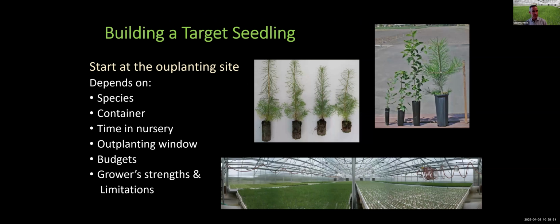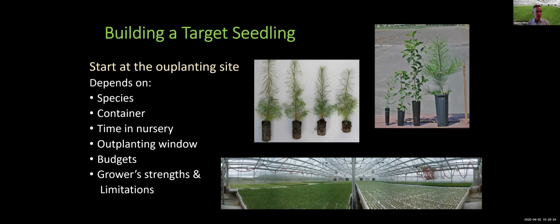So building a target seedling, I like to say, you start at the outplanting site. Again, we can flex the muscles of what the seedling is capable of, and we can use the tools in the toolbox of nurseries to express what those sizes or shapes or physical nature of these seedlings are. And it really depends on a lot of things. It depends on species. It depends on the container that we choose as well. And then also that species container interaction. If you choose a large container, for example, some species may not grow fast enough to fill the entire space of that container within a growing season. So that's something to consider.